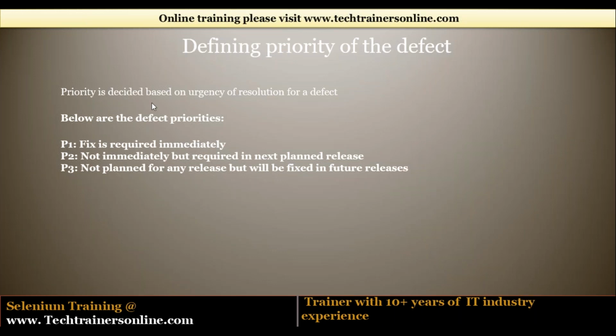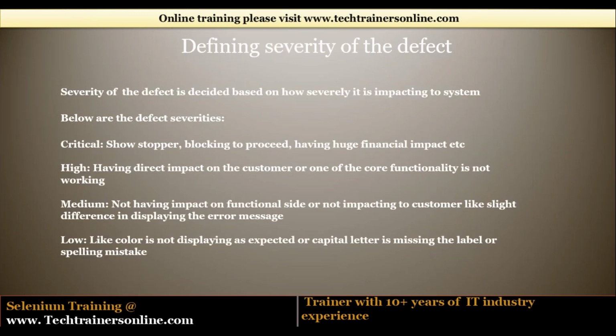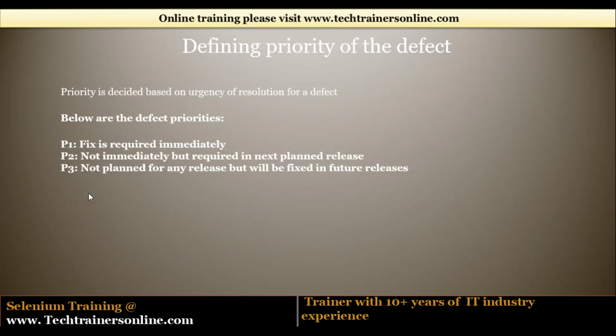Now I want you guys to do the analysis. I'm just giving it for you guys to think about it. Can I have severity equal to critical and priority equal to P3? I'm saying it's a critical defect for me, but I'm saying P3, don't fix now, we will see it in future. Can we have some scenarios like that?